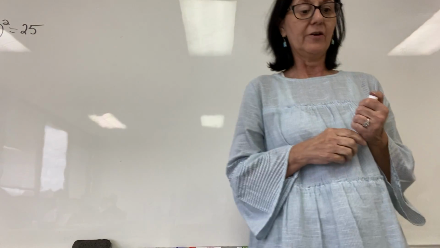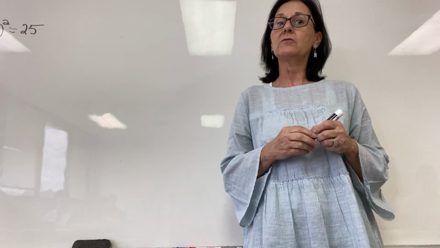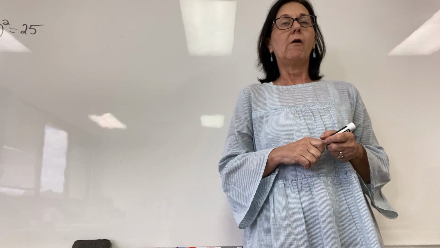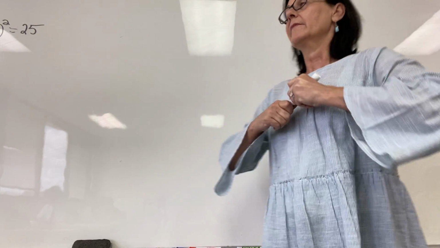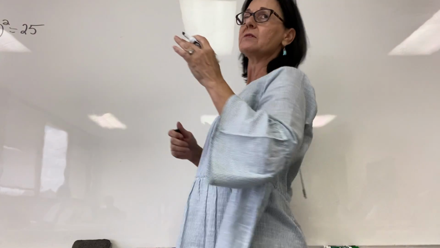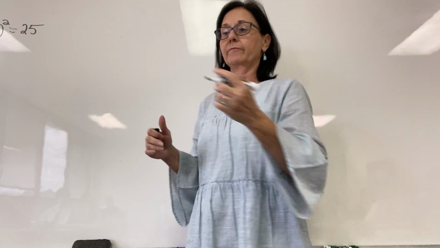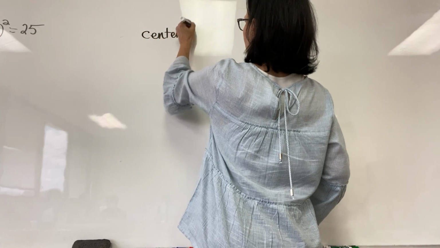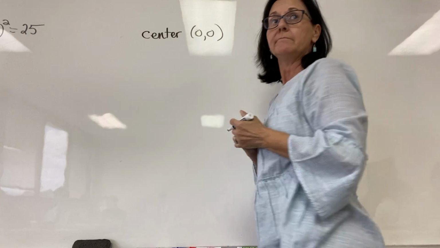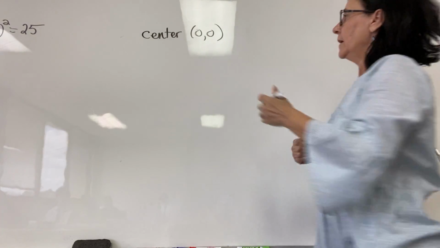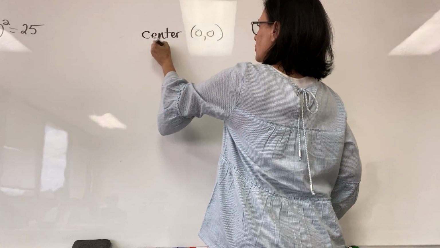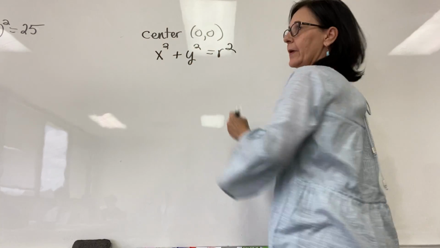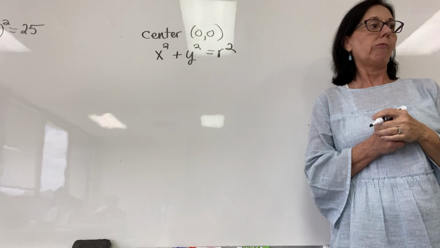This is geometry, graphing circles and the properties of circles. Oftentimes, the center dictates what the equation looks like. When the center of the circle is at the origin, the equation is x squared plus y squared equals the radius squared. You need to write this down.